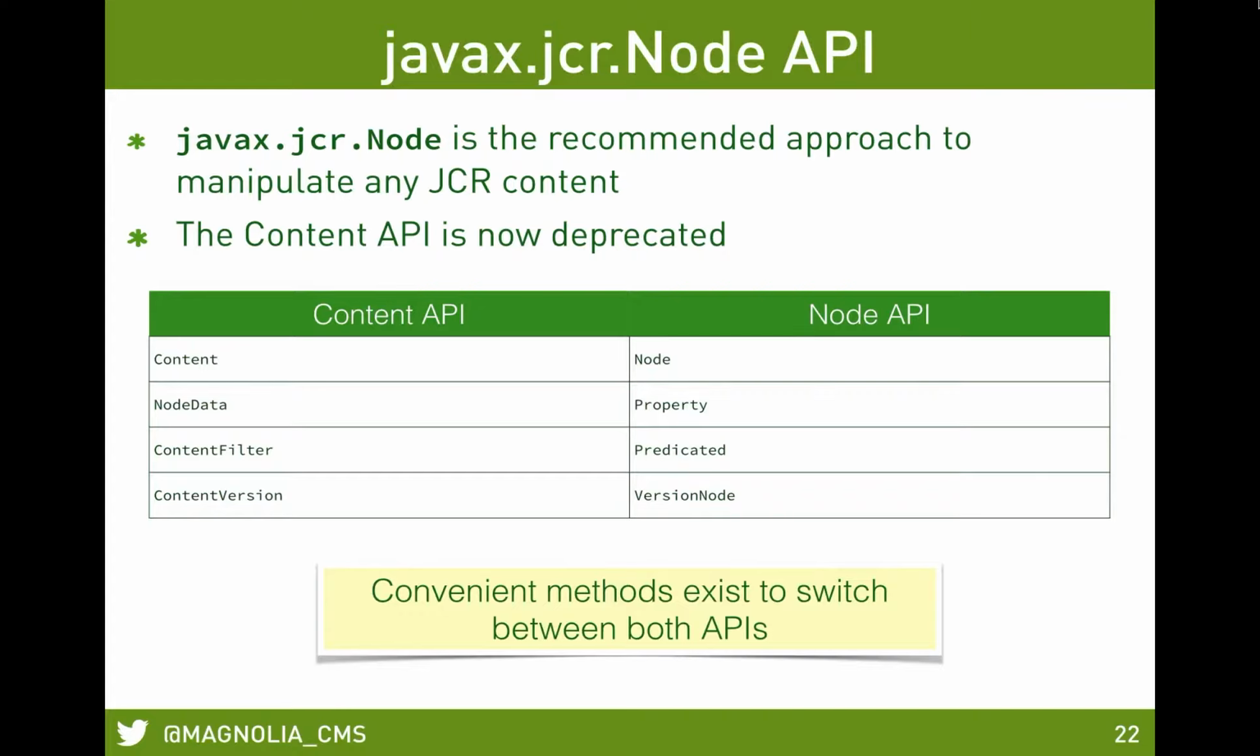But if you think that this migration, this change in the code represents a lot of work, you have the choice to not put this task on the critical path of the migration, because even if the content API is deprecated, it is still available in Magnolia. So you can just postpone this task for later. We provide methods to switch from a node to a content node, and vice versa.